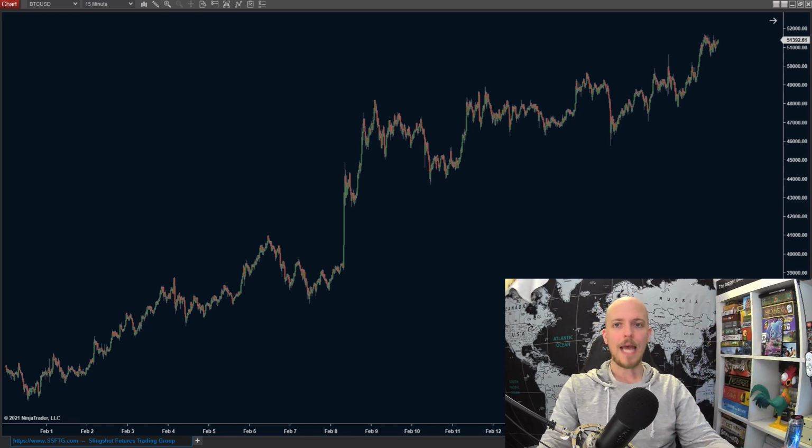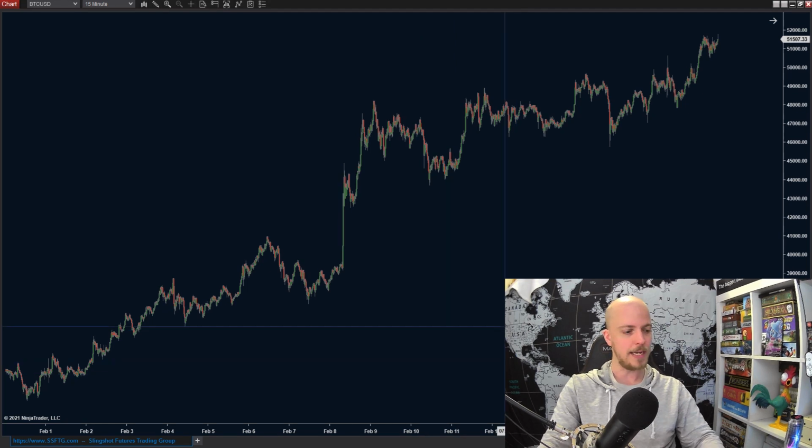Now, what happens in moves like this if they want to take profit and they're trying to trail their stop in an attempt to maximize those profits? Well, where do you think those stops are going to go? They're going to go below the most obvious swings, like we were just kind of outlining.